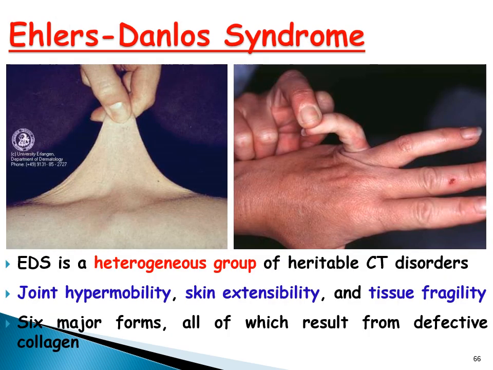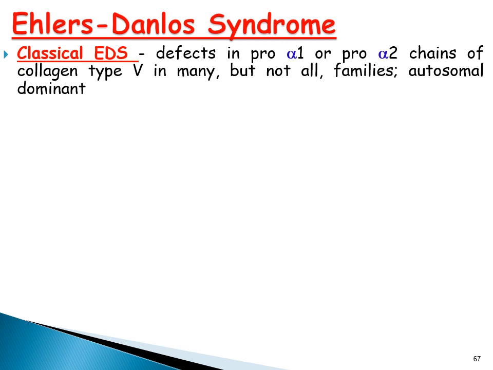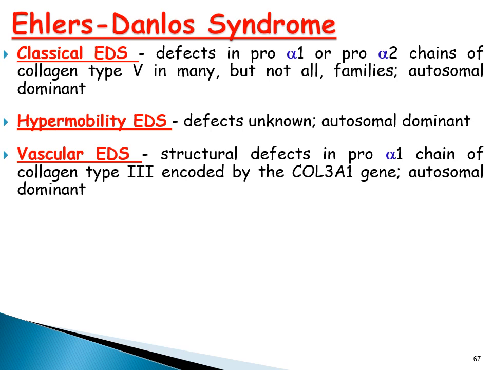You can see here the patient with Ehlers-Danlos syndrome. For a normal person, this is not possible. It is joint hypermobility and skin extensibility, and also there is tissue fragility. There are 6 major forms, all of which result from defective collagen formation. The classical Ehlers-Danlos syndrome is a defect in the pro-alpha 1 or pro-alpha 2 chain of collagen type 5 in many, but not all families. It is an autosomal dominant disorder. In hypermobility Ehlers-Danlos syndrome, the defect is unknown, but it is an autosomal dominant condition.